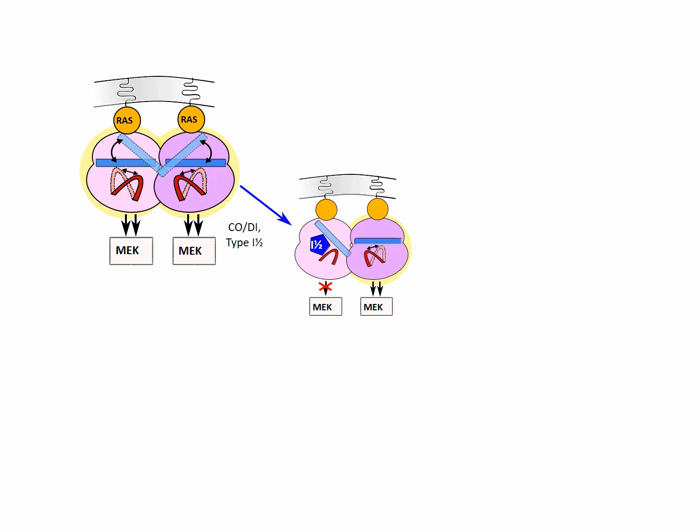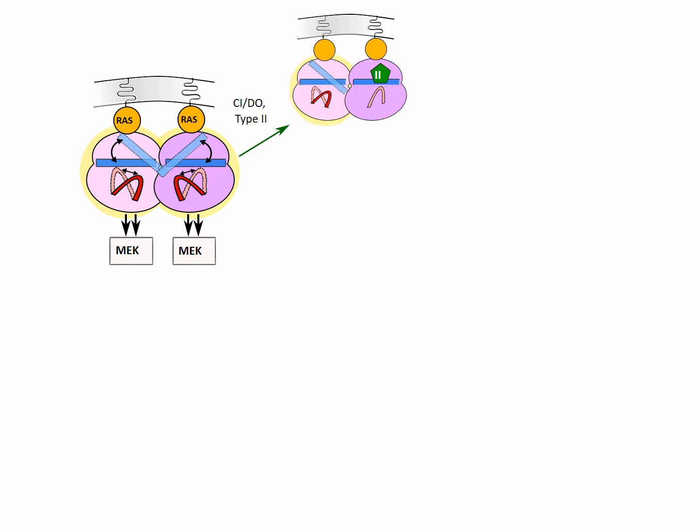The DFG motif on the unbound protomer is still free to oscillate, and therefore this protomer is still capable of signaling to MEK. The type 2 inhibitor locks the RAF molecule in a conformation with the alpha-C helix in and the DFG motif out. The protomer to which the type 2 inhibitor is bound is inhibited. Notice that the other protomer can still achieve either position of the alpha-C helix or the DFG motif, and is still capable of signaling to MEK.